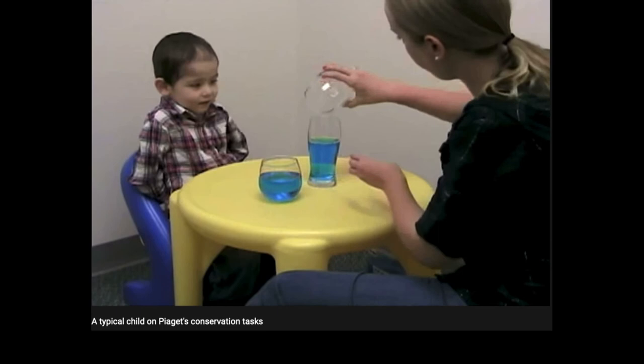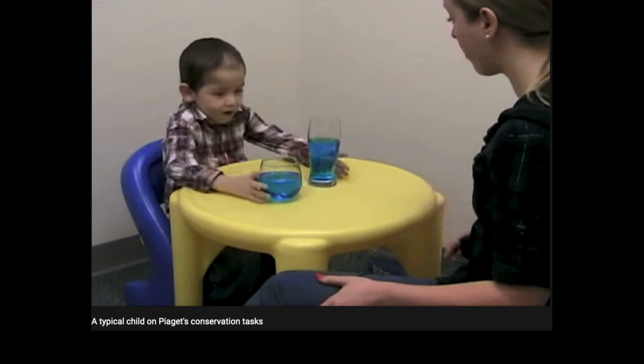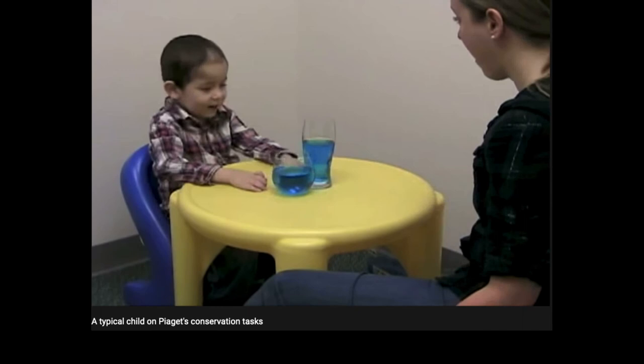Now, does this glass have more water, or are they the same? More water. This one has more water? Yeah. Can you tell me why? Because that one's higher than that one. That one's higher than that one, right.